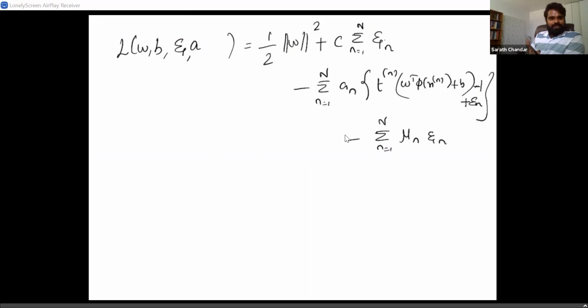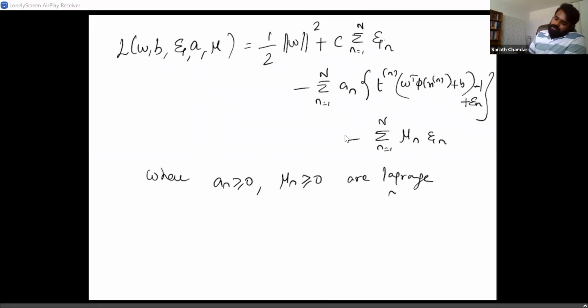There are a lot of notation mistakes in the notes for this, so please correct them. Now we also have mu. a_n greater than or equal to 0 and mu_n greater than or equal to 0 are the Lagrange multipliers. Is that clear? Any questions so far? Any questions before I continue? Okay, no issues.